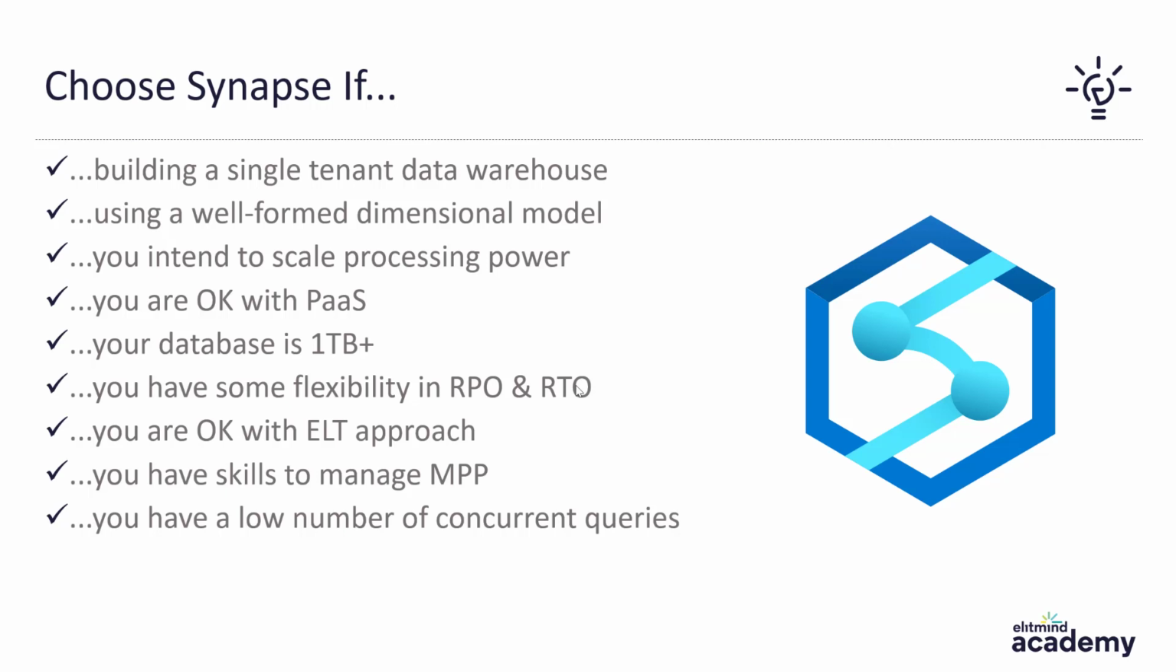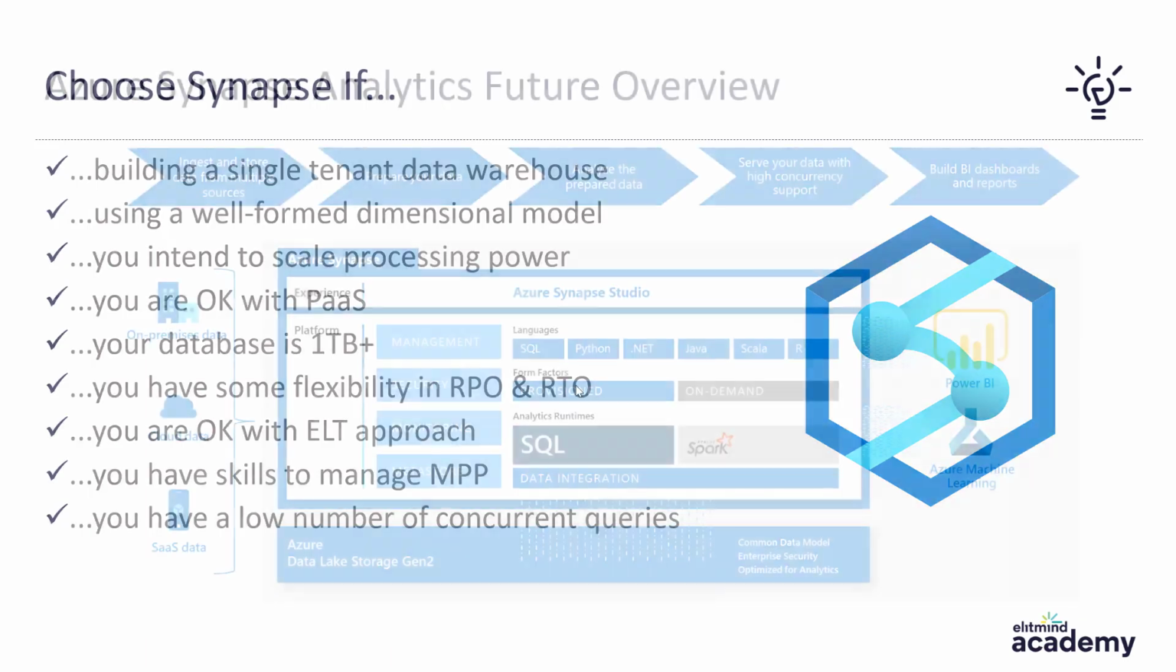And last but not least, at the moment, Synapse is not designed to handle workloads of high concurrency. To name it, you have a limit of 128 concurrent queries in the data warehouse. And if you go beyond that threshold, you will see your queries queued. So keep this limitation in mind.